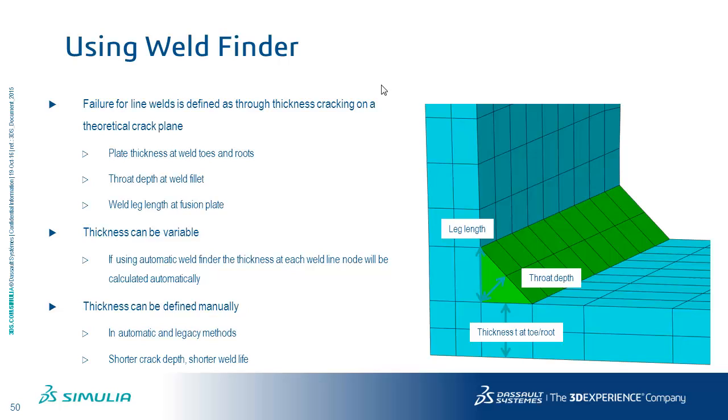So the weld finder can detect the plate thickness, or you can specify it manually. So if your plate thickness varies along the weld, the code will automatically take that into consideration. And that's a fairly new feature that wasn't possible before. It also can consider the throat depth rather than thickness if you're considering the throat failure, and so on.